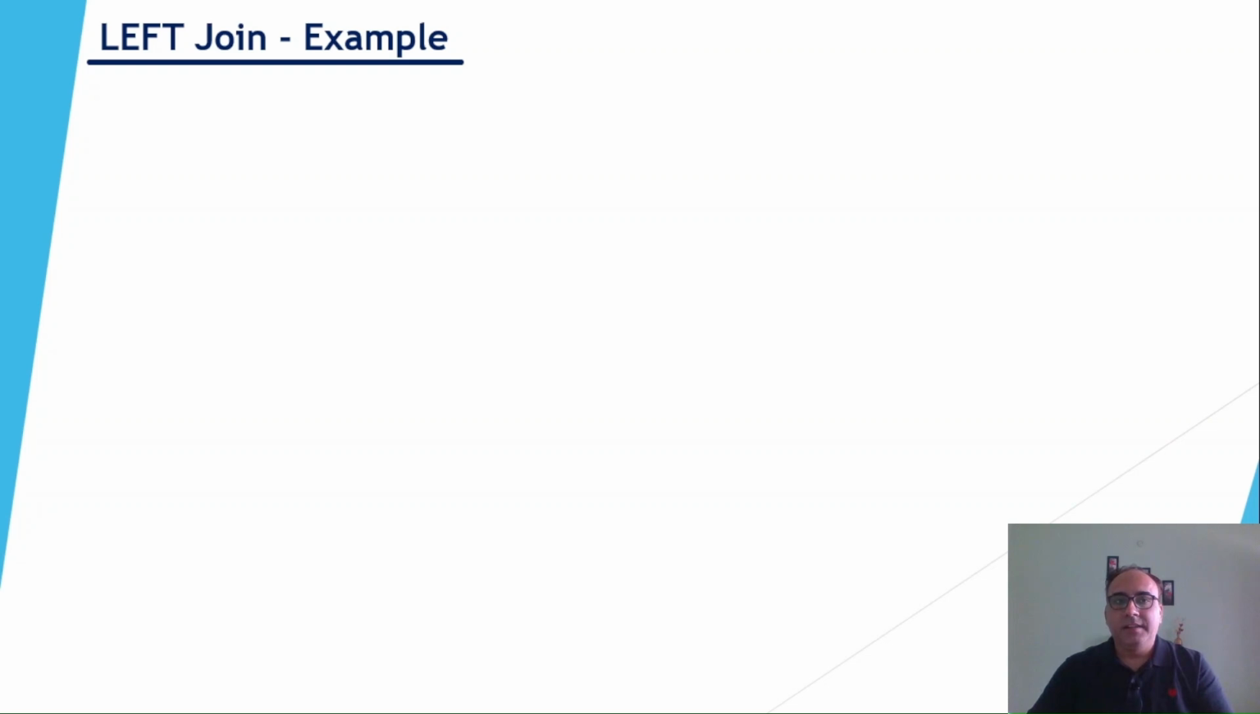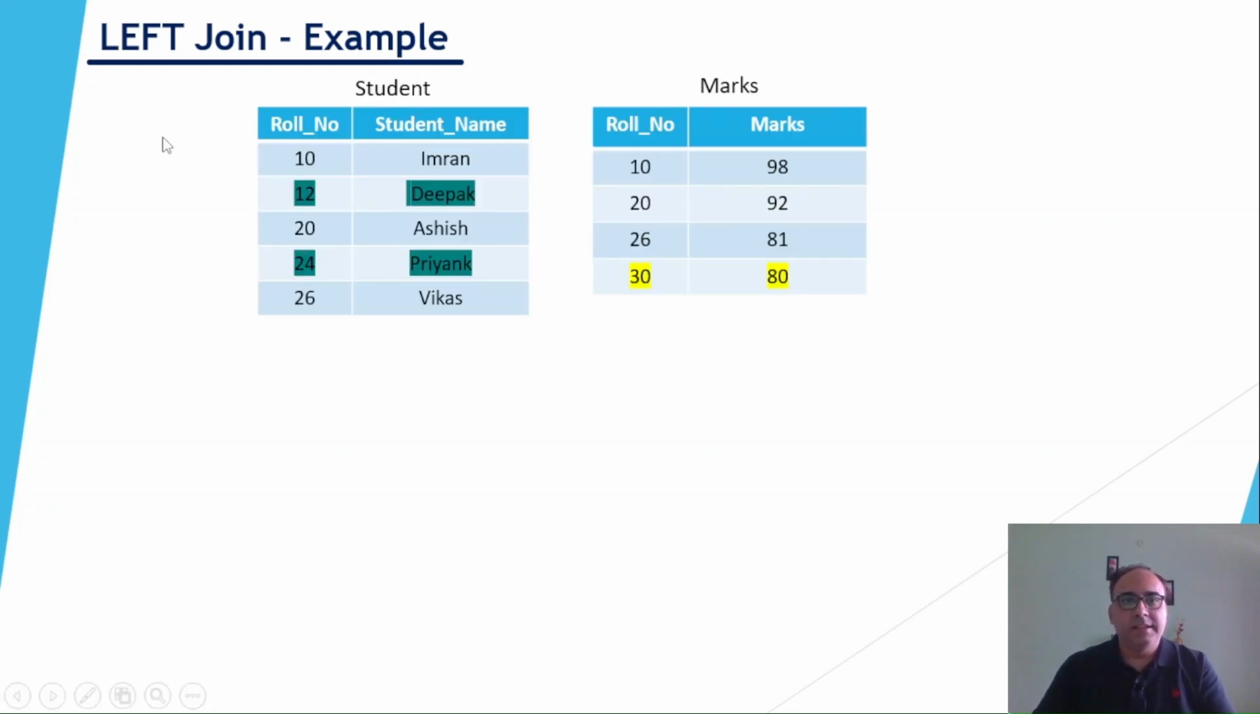Let's try to understand left join using one example. We have two tables, student and marks. In student, we have two columns, roll_number and student_name. In marks, we have two columns, roll_number and marks. Just notice one thing here: for roll number 12 and 24, we don't have any entry in the marks table. Similarly, for roll number 30, we don't have any entry in the student table.